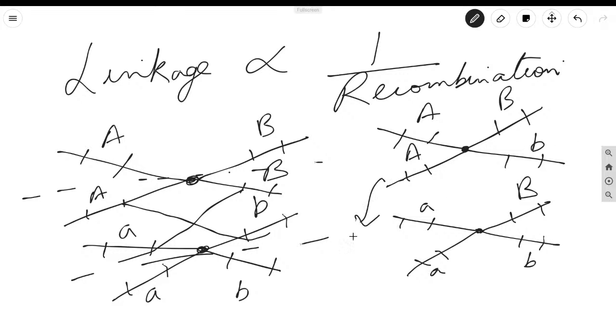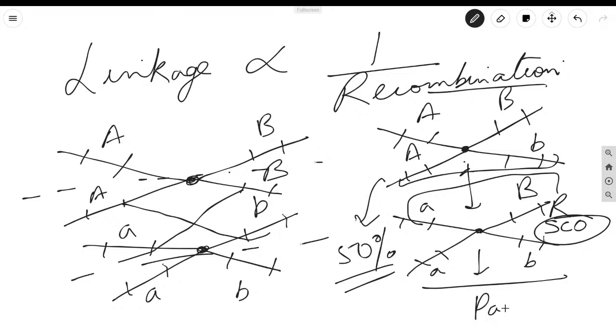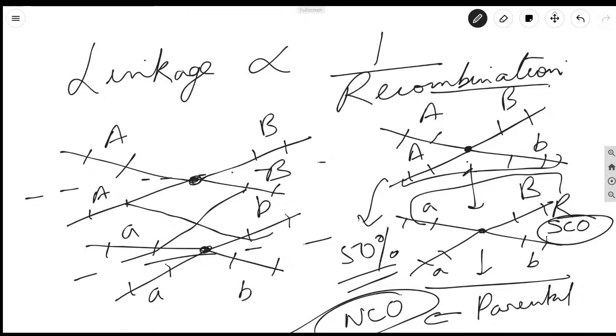So you can see, even if 100% recombination happens, you will see only 50% of the DNA strands being recombined, because the distal chromosomes that do not undergo recombination will show parental type, small a, small b, capital A, capital B. So out of 4, only this one and this one, these two, are the recombinants, or single crossover products, SCO. These are the parental type, or I can also call them NCO, non-crossovers. So that's the concept behind this question.